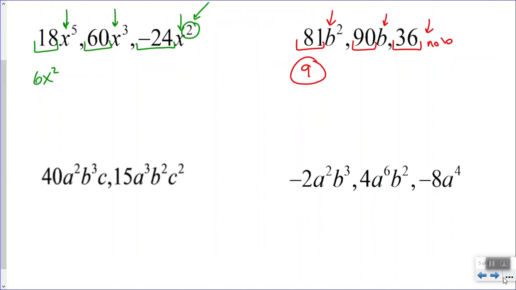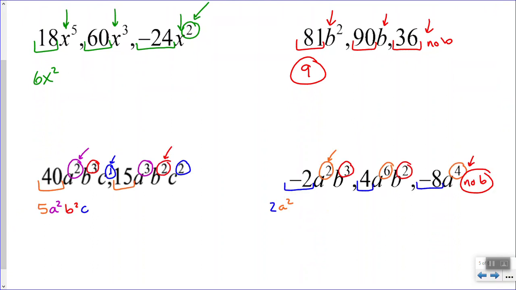Go ahead and pause the video, try either one of the problems below. Take a look and see if your answer matches.